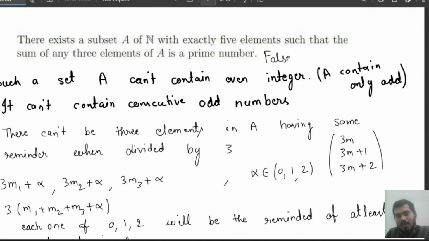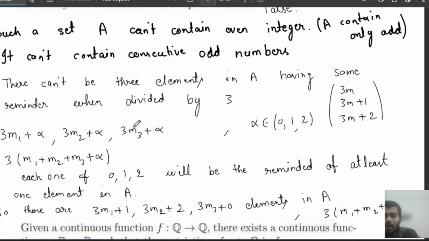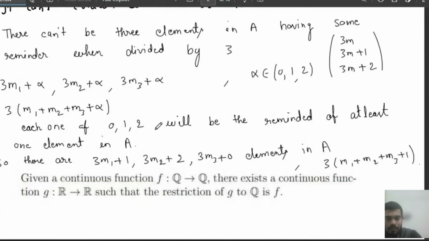It was a very nice problem, and everything depends on the fact that when you divide some number by 3, it gives a remainder 0 or 1 or 2, and then some trivial or non-trivial observation. All right.